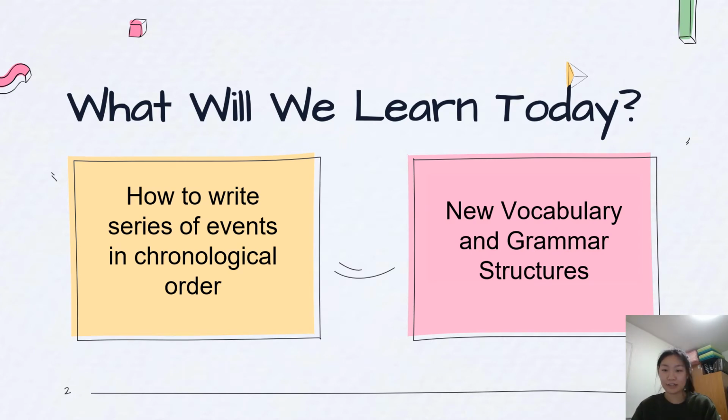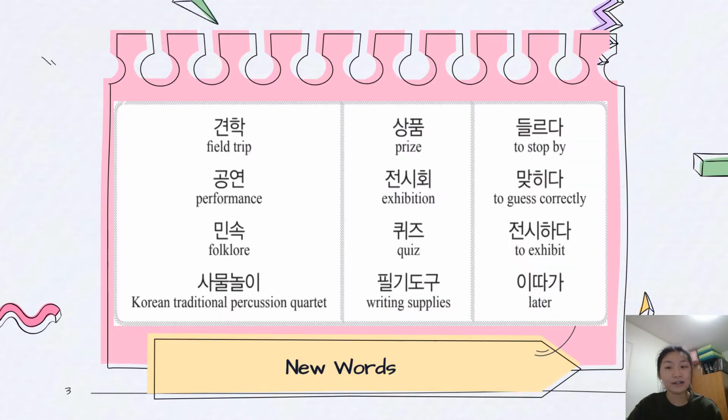So, what will we learn today in this class? We will be learning how to write series of events in chronological order. And to do that, we will also be learning new vocabularies and grammar structures. Let's get started. Here are our new vocabulary words for this chapter.